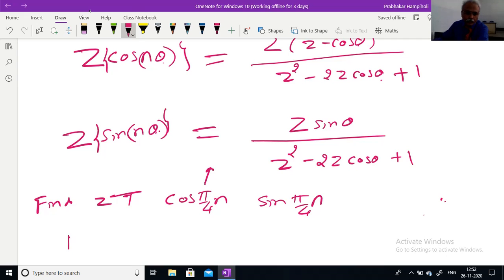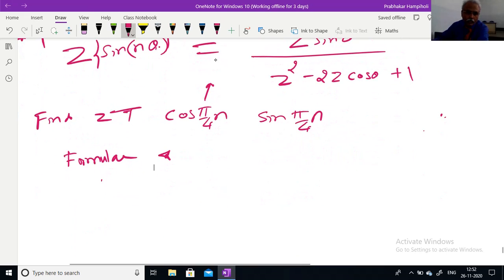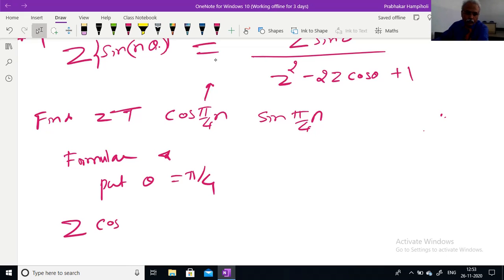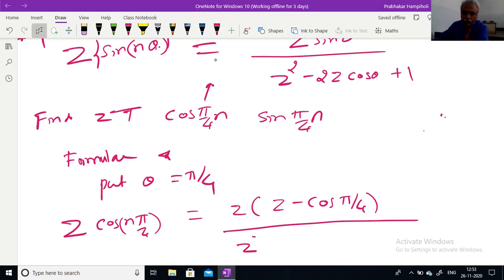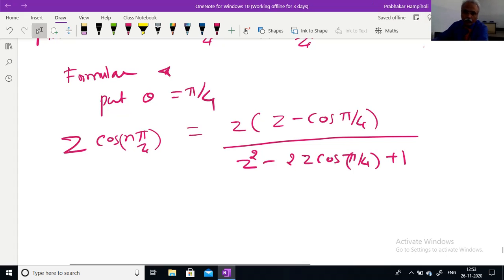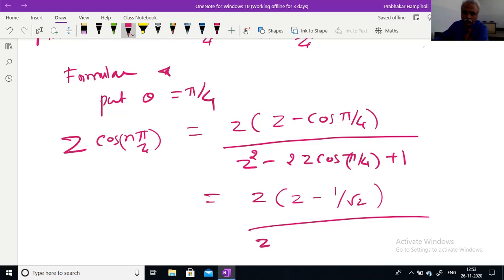Therefore, what you should write is, first you have to write the formula. These two formulae you should write, and put theta equal to pi by 4. So we will get Z of cos of n pi by 4 as z into z minus cos of theta, meaning pi by 4, whole divided by z square minus 2z cos theta, meaning pi by 4, plus 1. This can be simplified. Wherever cos pi by 4, you can write 1 by root 2: z minus 1 by root 2 whole divided by z square minus 2z times 1 by root 2 plus 1.